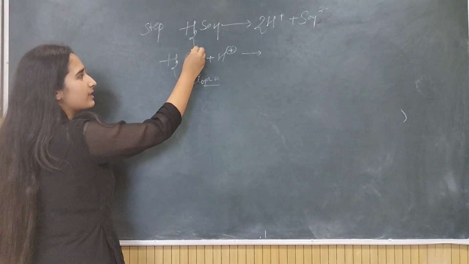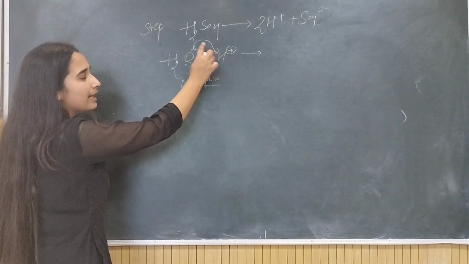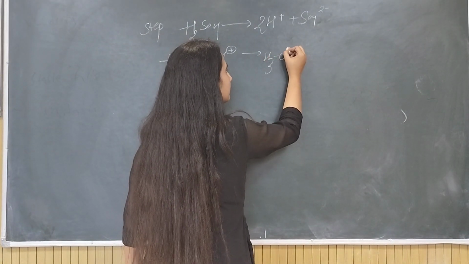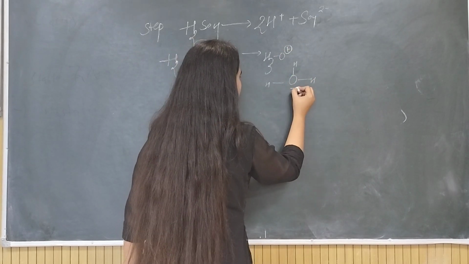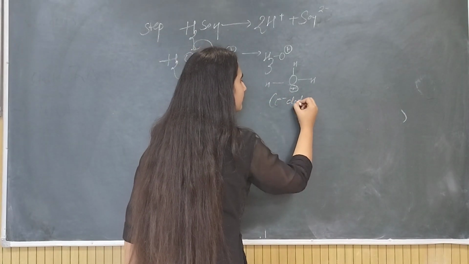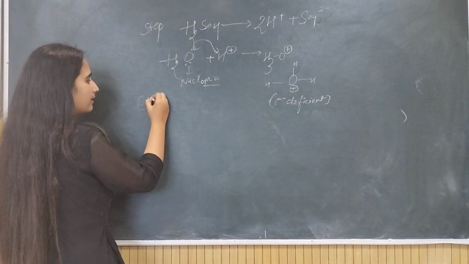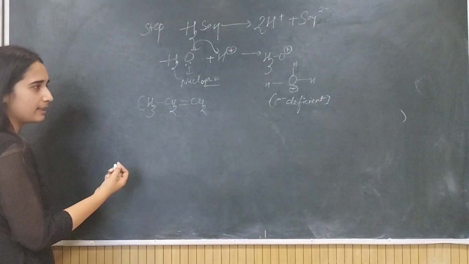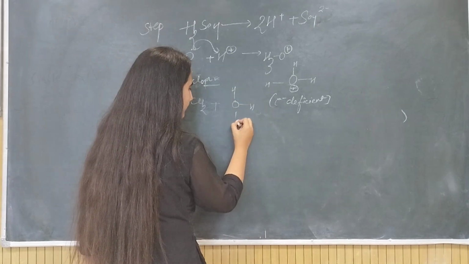The lone pair of oxygen attacks on H+. Always focus on the arrow in which the reaction is proceeding. So hydronium ion is formed. Now it becomes electron deficient. Here the alkene comes to attack on the hydronium ion and abstracts a proton from it.